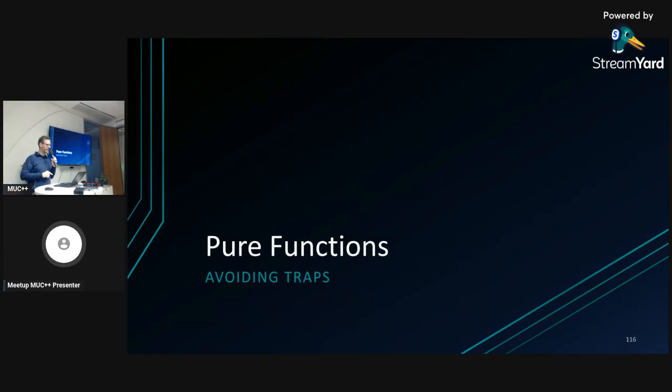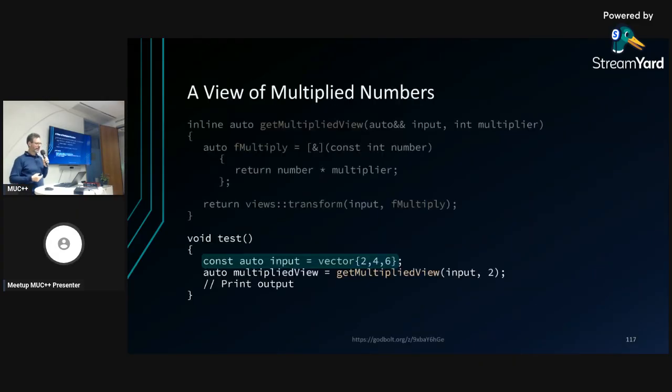I'd like to sidestep a little and talk about the topic of using functors and monads and specifically ranges views safely. And pure functions are a key. Who knows what a pure function is? Okay, for all the others, I will explain in a minute or two. But let's first start with a motivating example again.